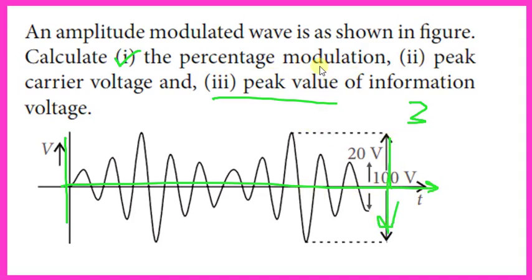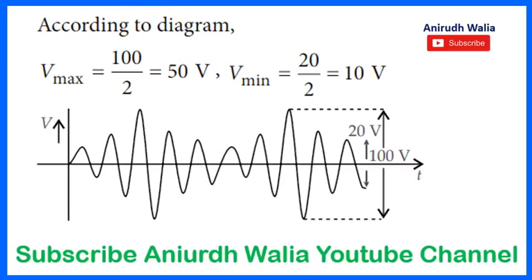The first part is percentage modulation, second part is peak carrier voltage, third part is peak value of the information voltage. Okay, this is a very easy problem for those students who know the basics behind this question. Now the first thing you have to figure out is Vmax and Vmin. Lots of students think Vmax is 100 and Vmin is 20, this distance is 20. Okay, this is the wrong step.